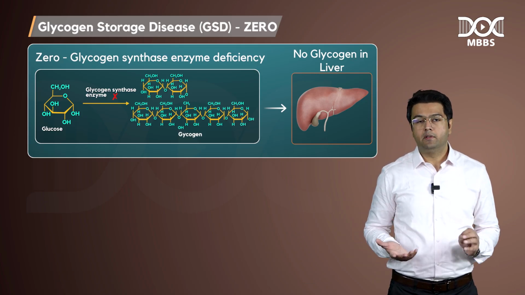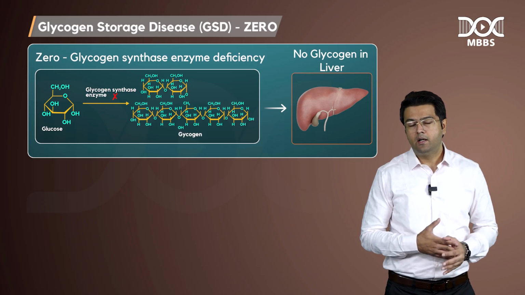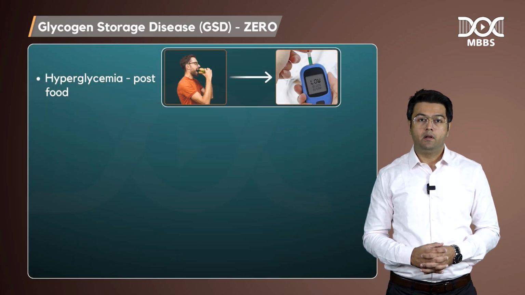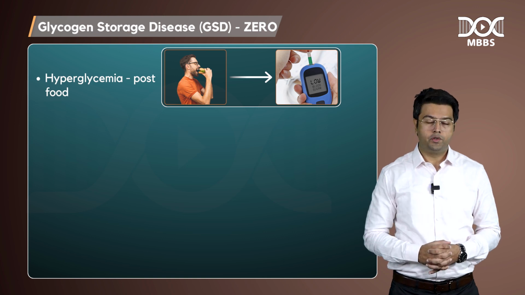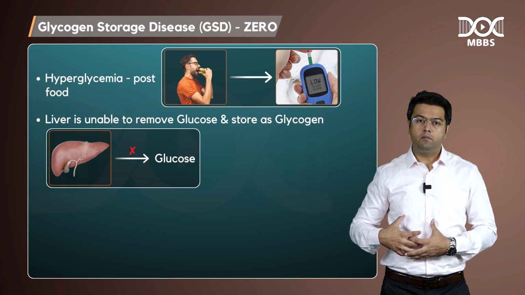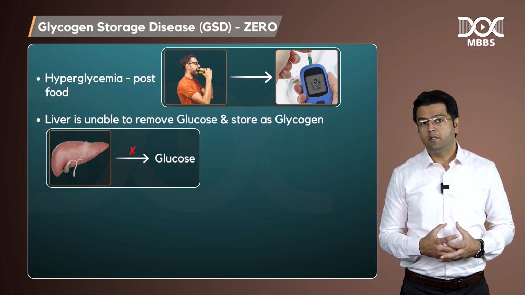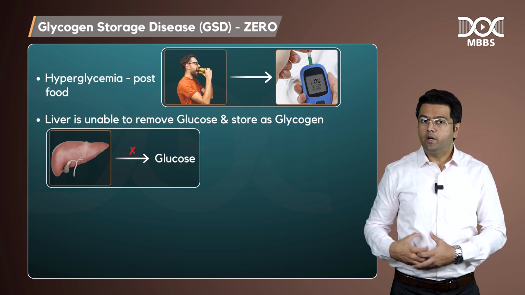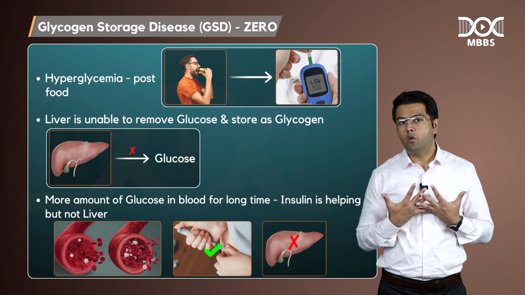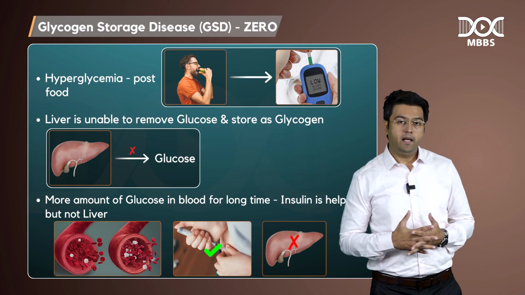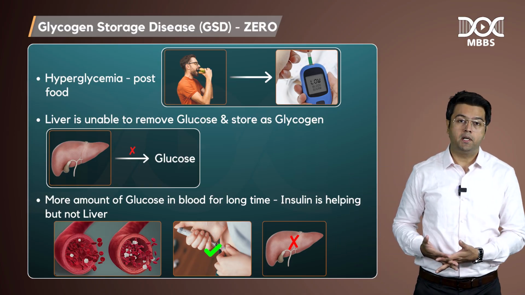So what will happen to the investigation part? If you see, there will be hyperglycemia after consumption of food, right? Because liver is unable to clear the blood, right? Because it is unable to remove the glucose and store it as glycogen. So there will be more amount of glucose in the blood for a long time, right? Insulin will be helping, but the liver is not helping here.